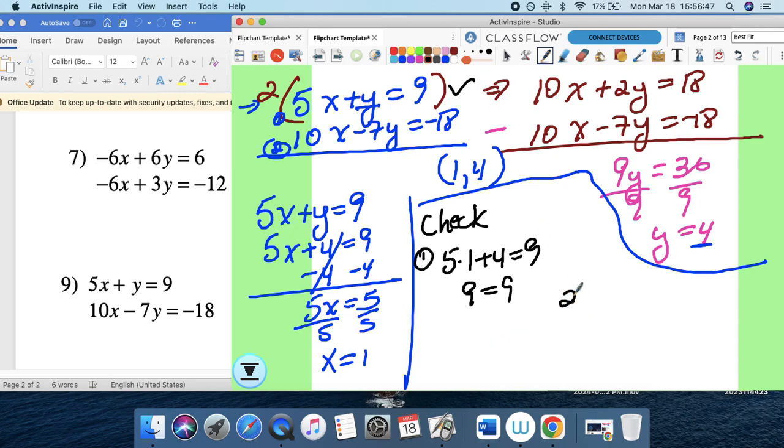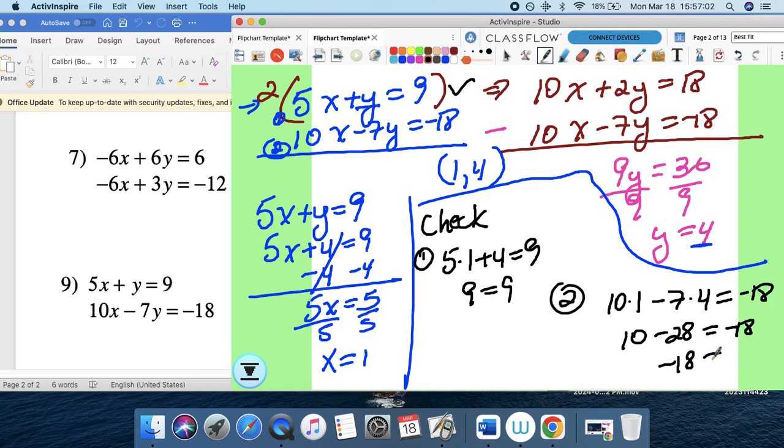Equation 2, 10x, or 10 times 1, because x equals 1, minus 7 times y, which is 4, should give you negative 18. Well, 10 times 1 is 10. Negative 7 times 4 is negative 28. And this works out as well. So we're good for that problem. So the solution, (1, 4), satisfies both equations.